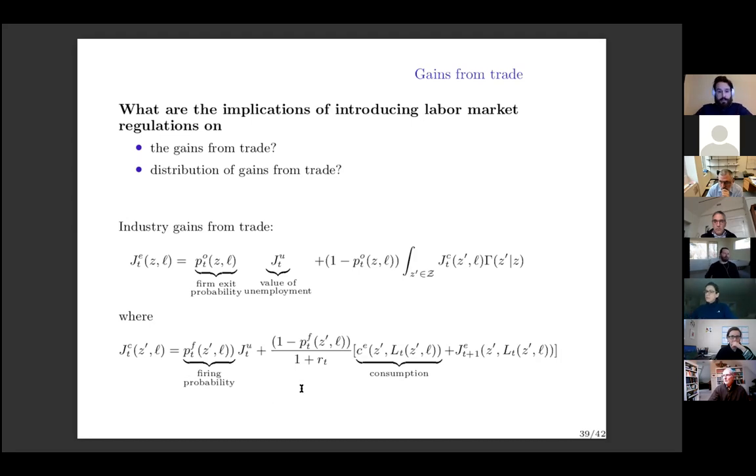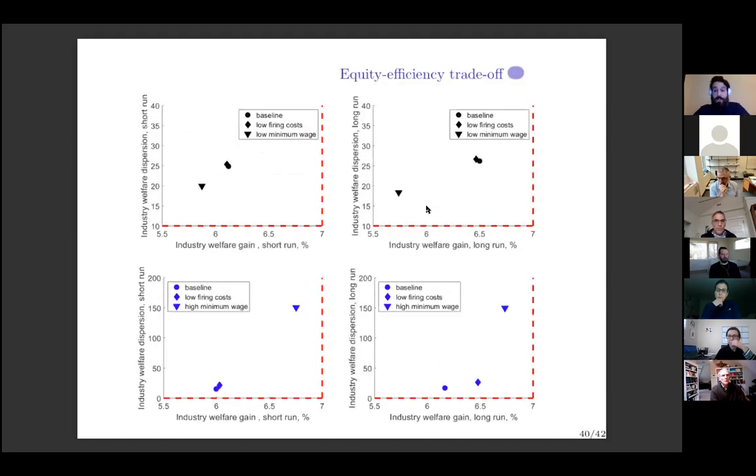And at the same time, if there is a divide between high productivity firms and low productivity firms, with higher wages generated by the first and higher probability of being dismissed in the second, this will increase the dispersion of the gains from trade by increasing the correlation between the gains and the state variables, which are productivity and number of employees. And this is exactly what I was discussing. Let's focus on one of these graphs, the upper right scatter. I'm reporting the average welfare gain, the percentage increase in the long run, against the dispersion in the welfare gains, again in the long run.